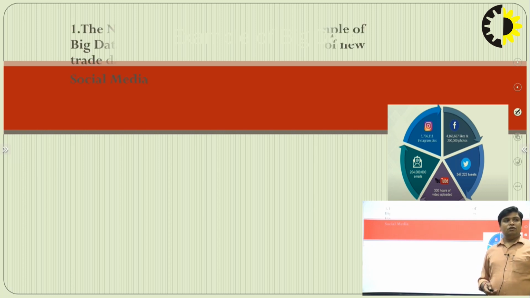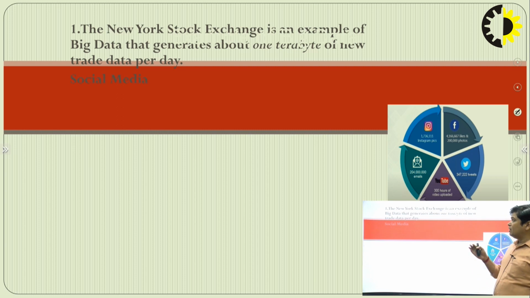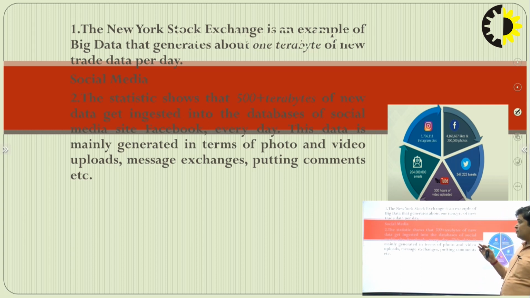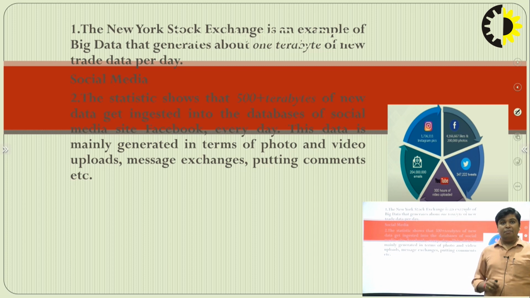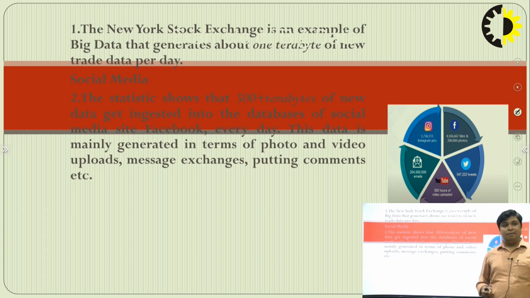Now, you will see here social media. These are big data examples. The New York Stock Exchange is an example of big data that generates about 1 terabyte of new trade data per day. Second, statistics show that 500 plus terabytes of new data get inserted into the databases of the social media site Facebook every day. This data is generated in terms of photos, videos, text, likes, dislikes, comments. Within one day, 500 plus terabytes of data are stored in Facebook or Twitter databases.